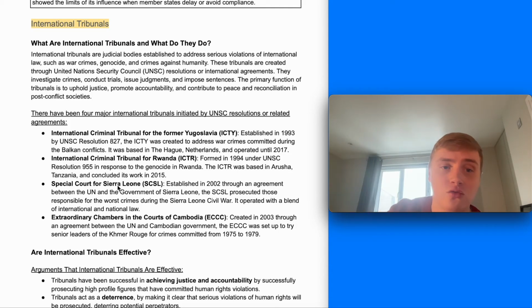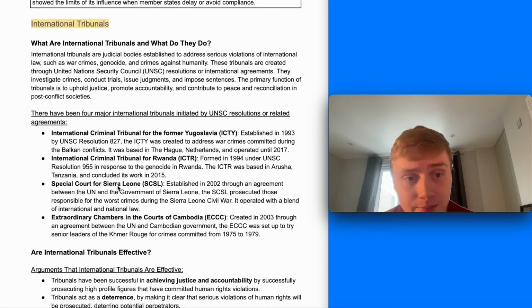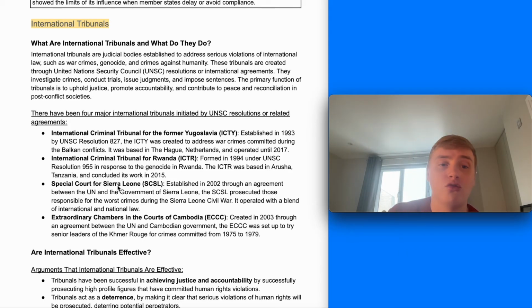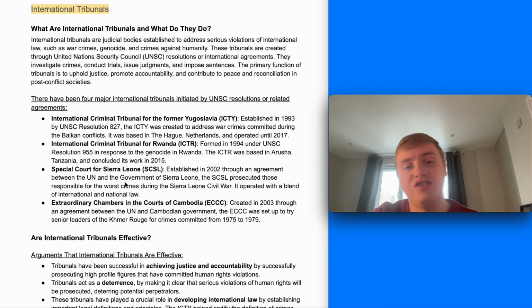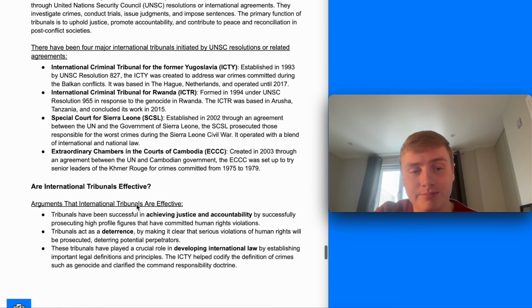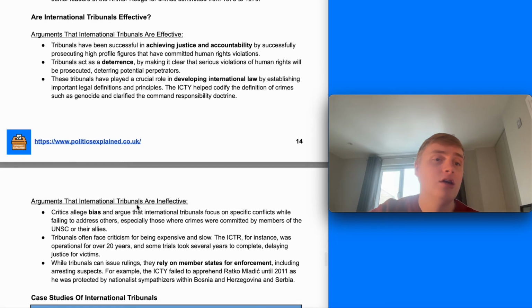The International Criminal Tribunal for the former Yugoslavia, which was established in 1993. The International Criminal Tribunal for Rwanda, related to the genocide in Rwanda. It was formed in 1994. The Special Court for Sierra Leone, and the Extraordinary Chambers in the Courts of Cambodia. So we have some arguments on either side here before we look at a couple of those case studies in more detail.